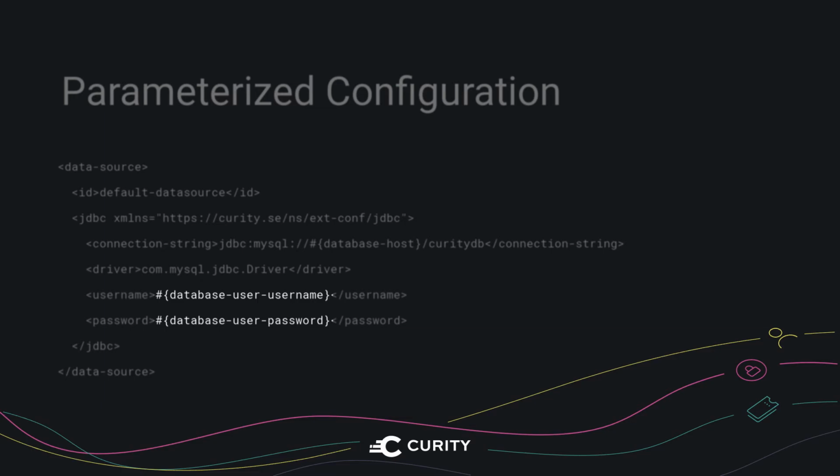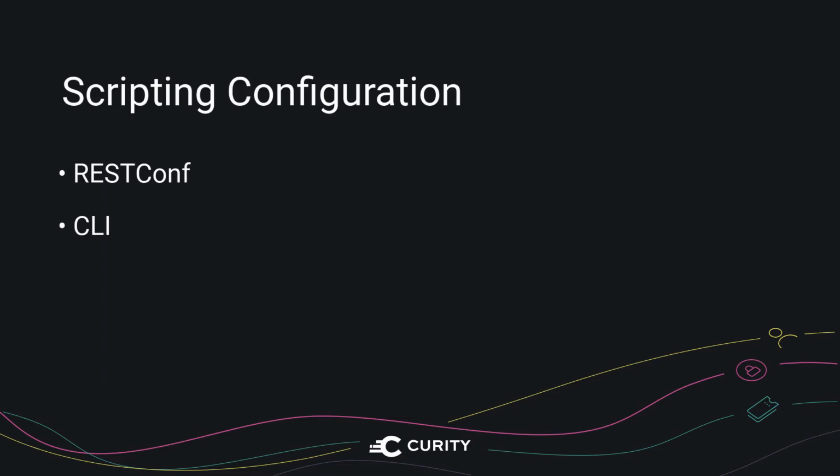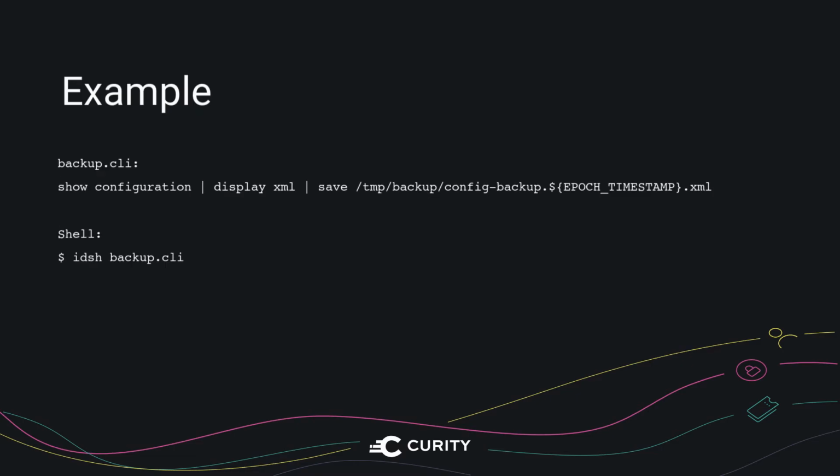You simply put the parameterized configuration file in the etc init folder, and Curity Identity Server will load the configuration during the first startup. In case a configuration file is not enough or not suitable, the command line interface or the RESTconf API can be used for scripting and automating configuration tasks. In this case, the scripts can be put under version control and may run as part of a continuous integration and continuous delivery pipeline. In this example, we use the command line interface for backing up the configuration.